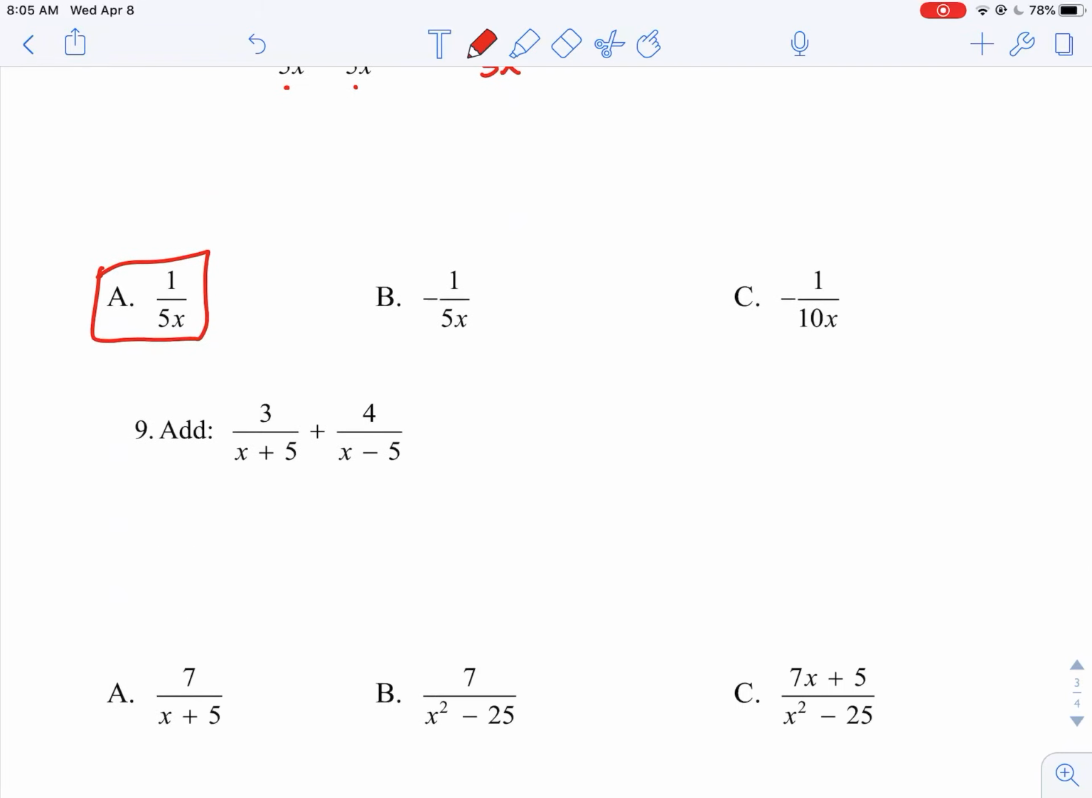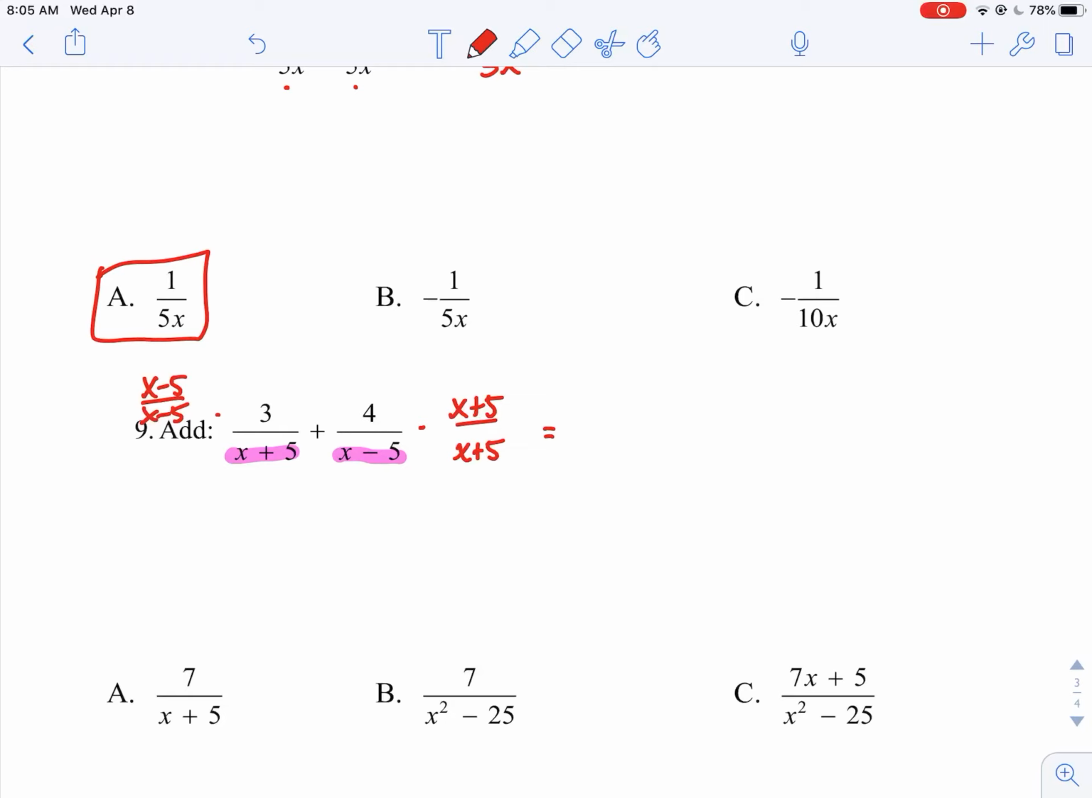This one's a little bit more difficult, a little bit more work to do. We do have denominators here, but they're not the same. So I have an x minus 5 and an x plus 5. So we have to multiply by our values that are going to give us our least common denominator. The right side needs an x plus 5 over an x plus 5. The left side needs an x minus 5 over an x minus 5. And we are going to have to multiply these out.